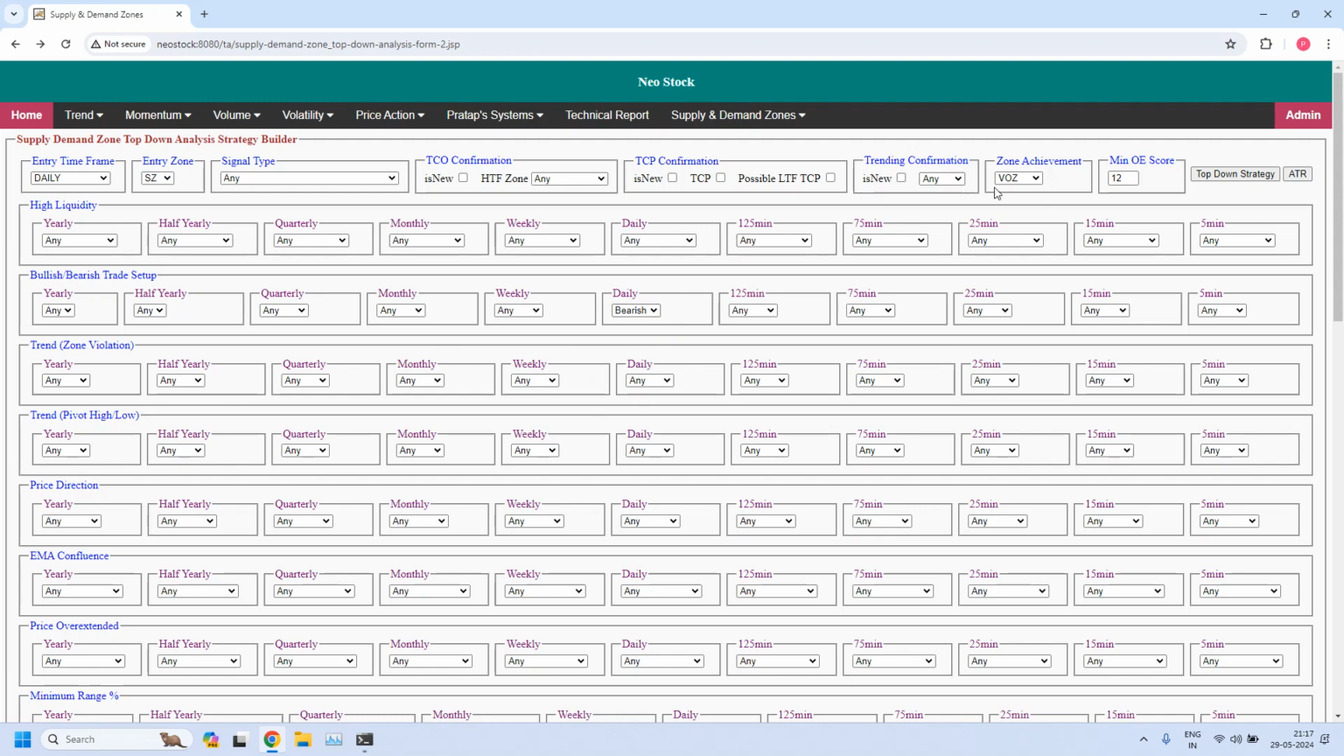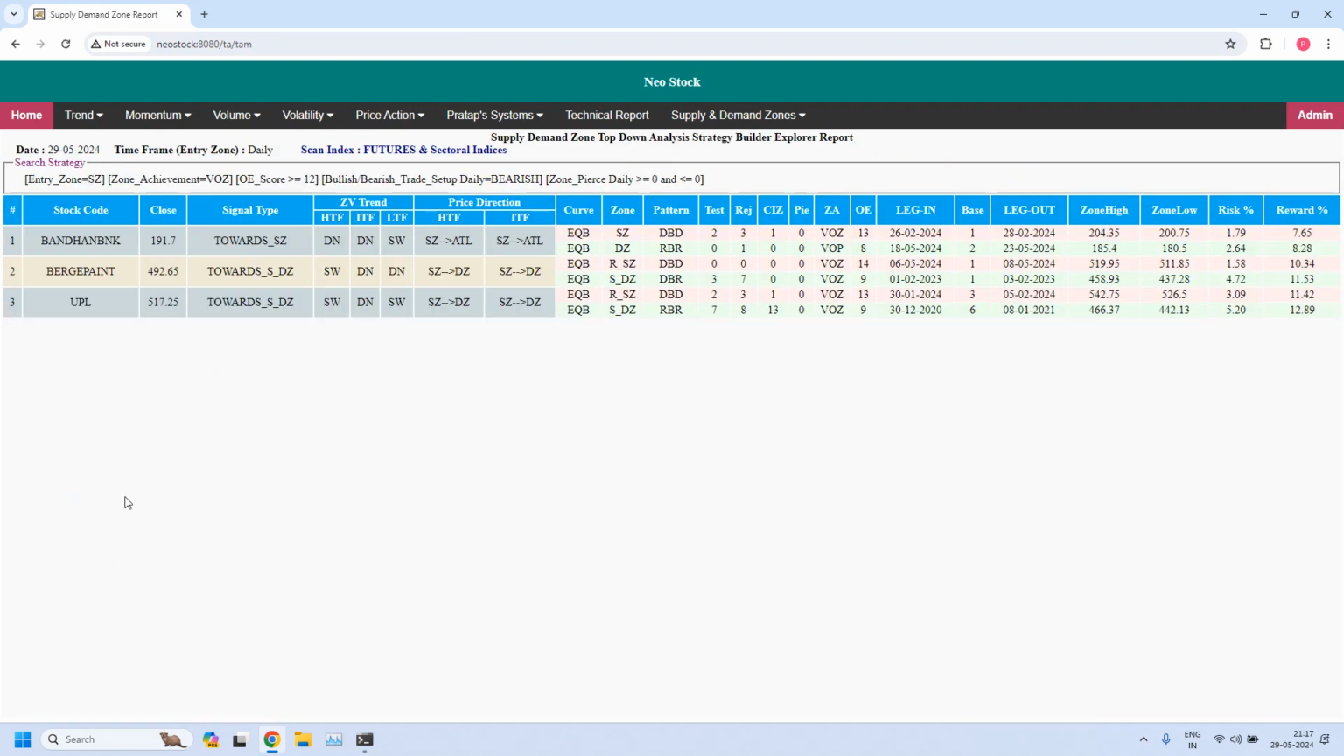And the three filters that we already mentioned are available, but this time these filters are applied to the daily supply zone, because our entry zone is a daily supply zone. So let me generate the report. So 3 stocks are filtered. Currently these 3 stocks are supporting a bearish trade setup for monthly income trade.